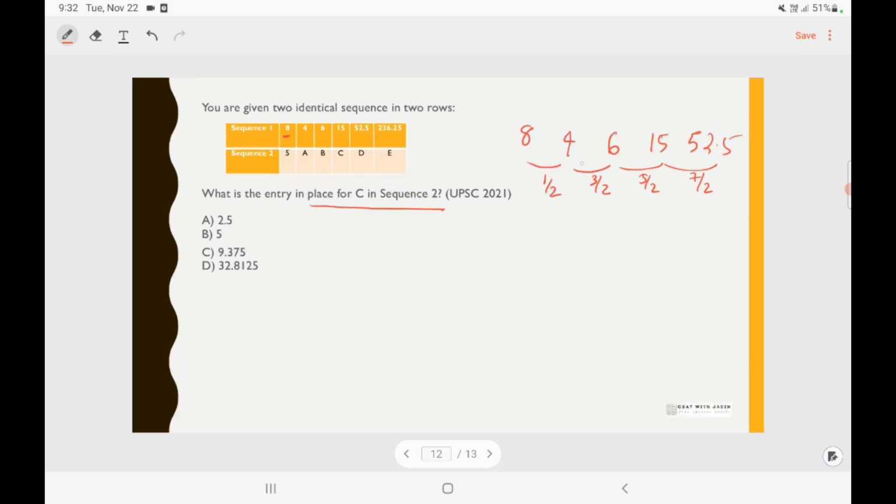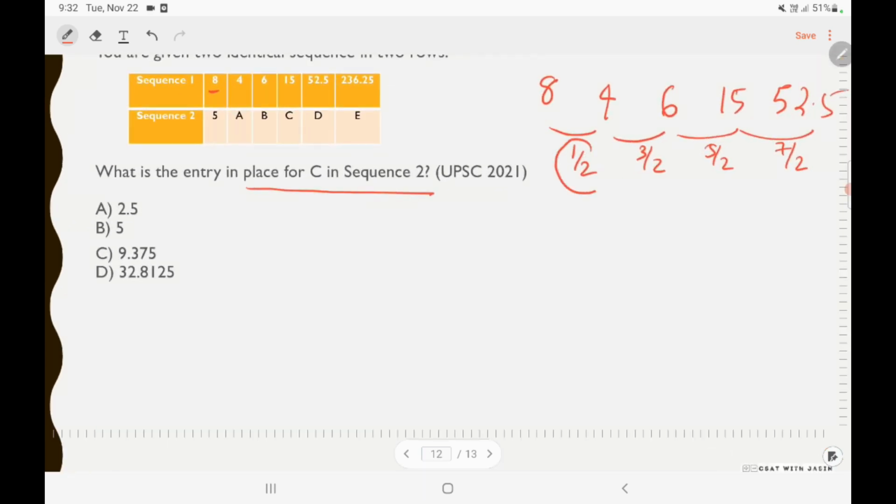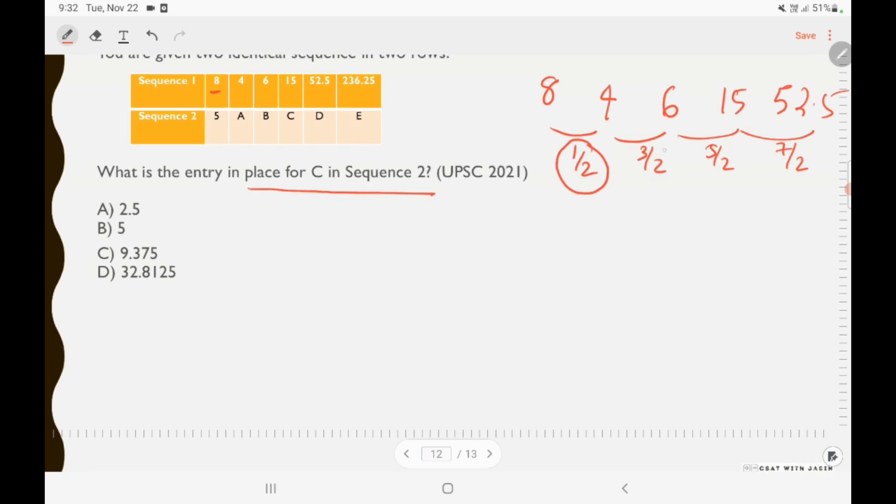Because here 1 by 2 is less than 1, if you multiply 1 by 2 with 8, you are going to get a number lesser than 8. 3 by 2 is greater than 1. So if you are multiplying 3 by 2 with 4, you are going to get a number which is greater than 4. So in this way it is going. In this type of series, in which initially the series is decreasing and then it is increasing, this kind of fractions will come as common multiples. Okay, so this is the thing.